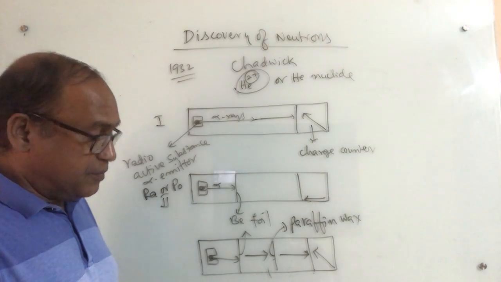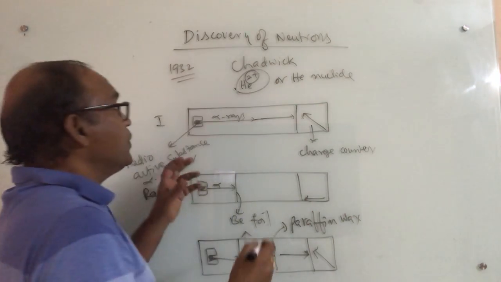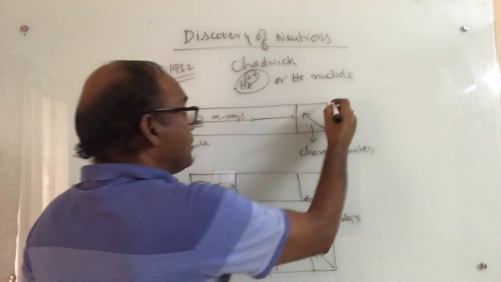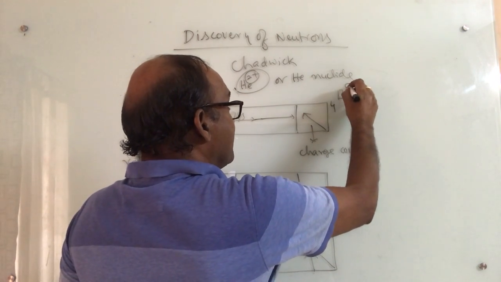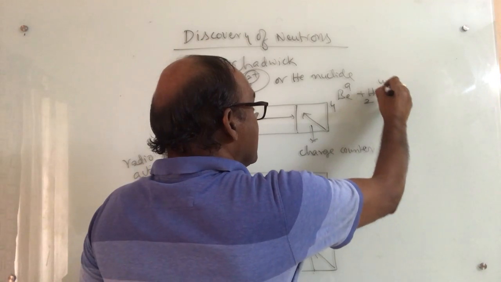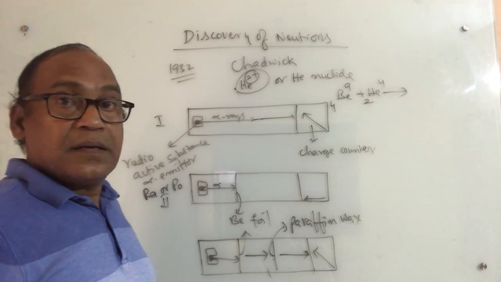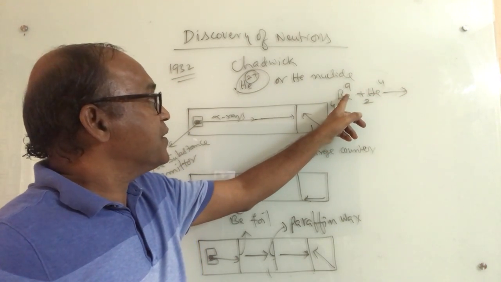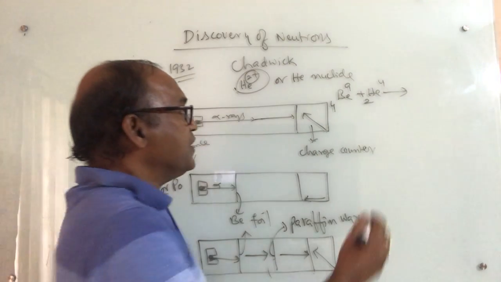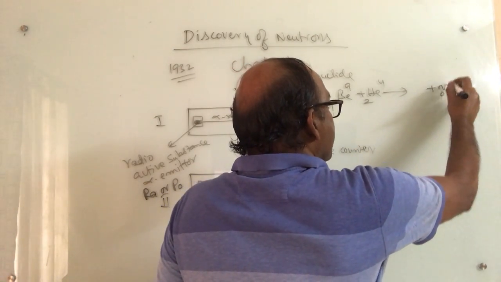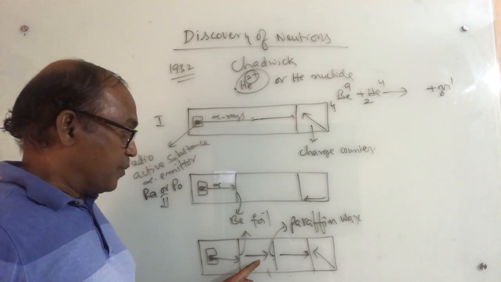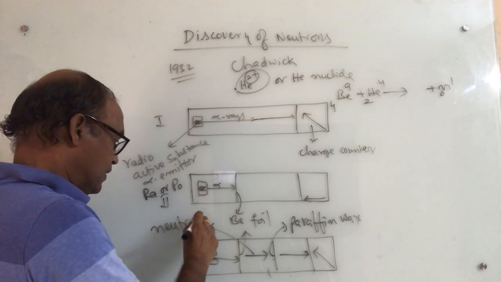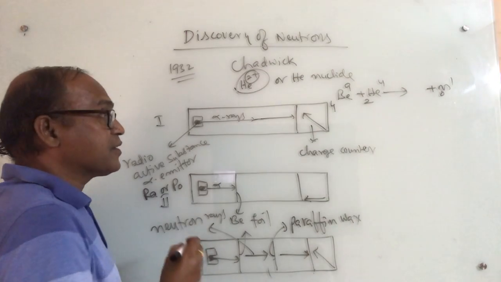Then the mechanism was, this is the nuclear bombardment process. Here the alpha particles, beryllium 4 and 9, and the alpha particle, this is a helium particle. When this fast moving alpha particle bombards the beryllium, neutral particles are emitted. These are the neutral particles called neutrons. Neutron rays, neutral in nature.